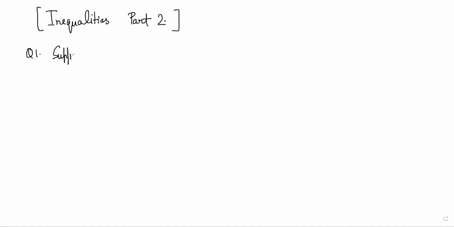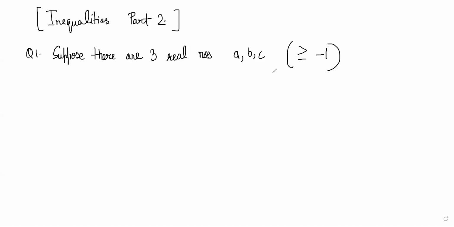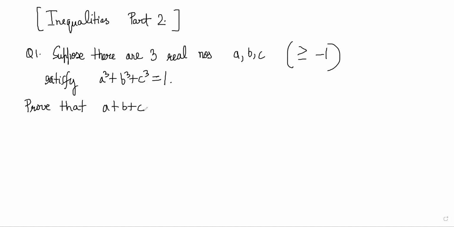Suppose there are three real numbers, A, B, C. All of them are greater than -1. A, B, C are all greater than -1, and they satisfy A cube plus B cube plus C cube equal to 1. You have to prove that A plus B plus C plus A square plus B square plus C square is less than equal to 4.